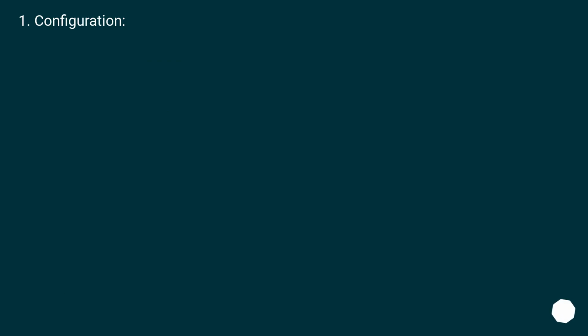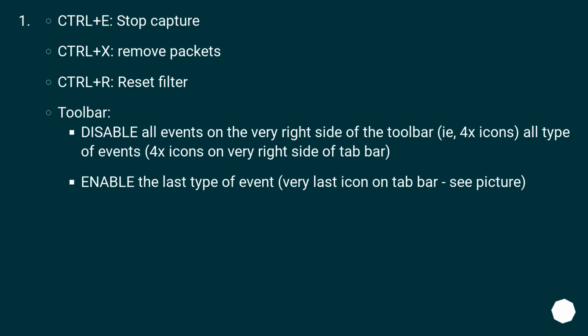Configuration. Ctrl+E, stop capture. Ctrl+X, remove packets. Ctrl+R, reset filter. Toolbar: disable all events on the very right side of the toolbar, the 4x icons for all types of events on the very right side of the tab bar. Enable the last type of event, the very last icon on the tab bar, see picture.